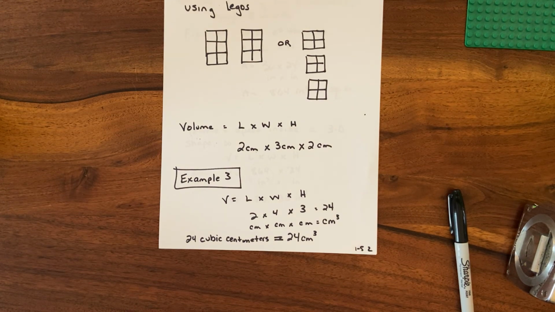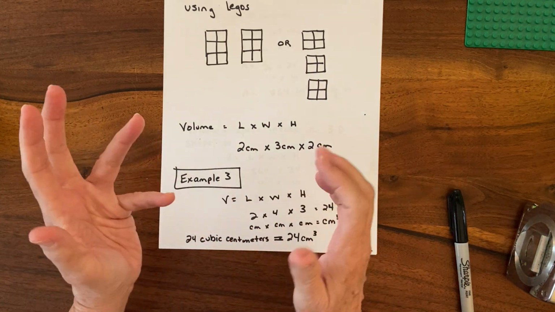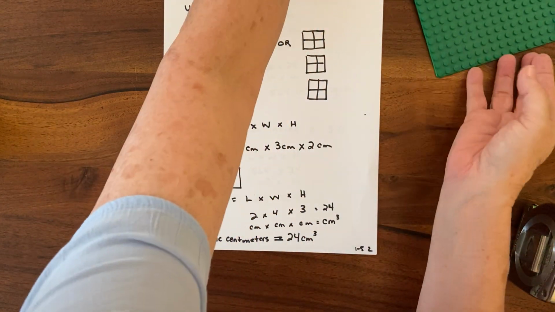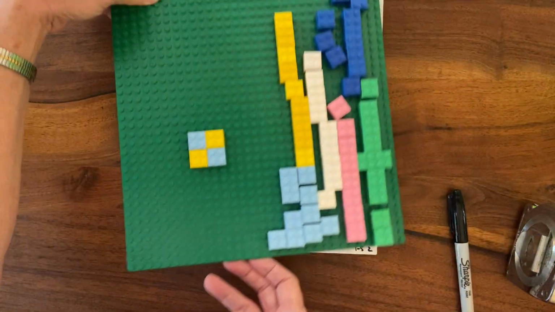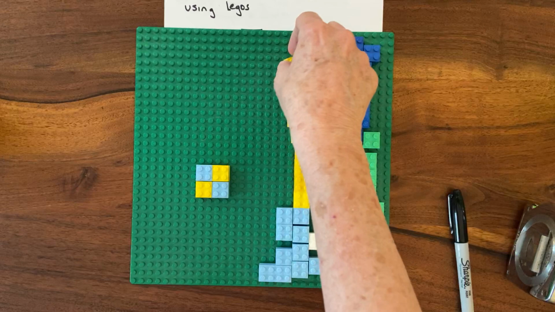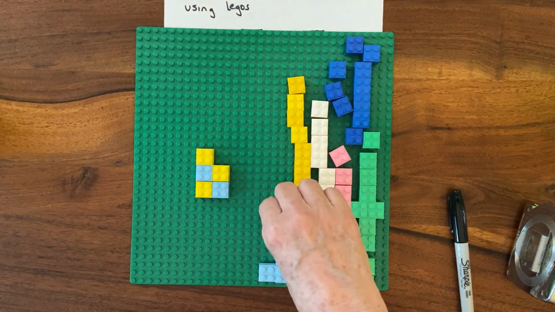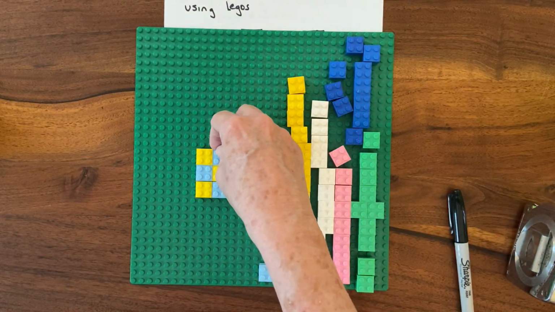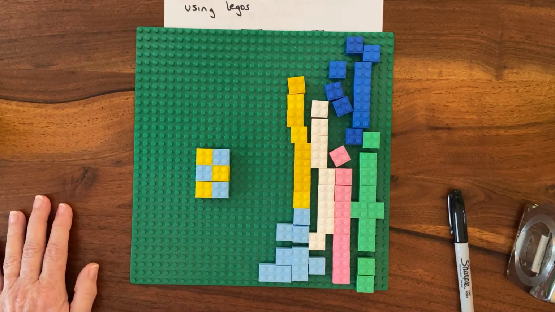So let's move on to example 2. And we're going to use some Legos to figure this part out. So we're going to be talking about volume, 3 dimensions, length, width, and height. Okay, so this is my area rug, right? So let's give myself maybe a little bit more. So what would the area of this be?